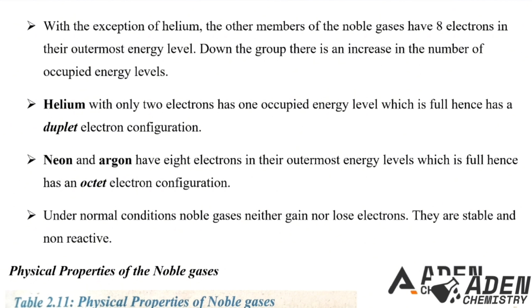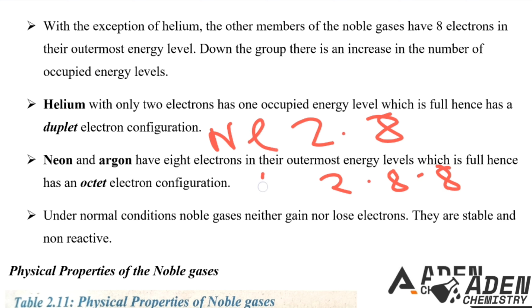So next we are saying helium with only 2 electrons has 1 occupied energy level, which is full, hence has a doublet electronic configuration. For example, if we see an element with this electronic configuration, we can say that it has a doublet electronic configuration. Neon and argon have 8 electrons in their outermost energy levels, which is full, hence they have an octet electronic configuration or electronic arrangement. So if your last energy level has 8 electrons and is full, we are going to say you have an octet electronic configuration like neon and also argon.